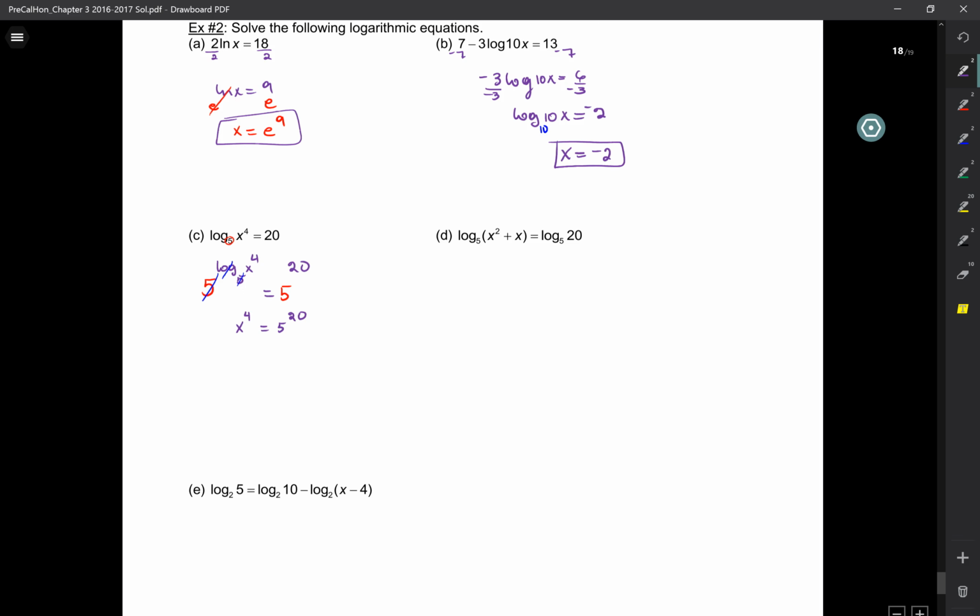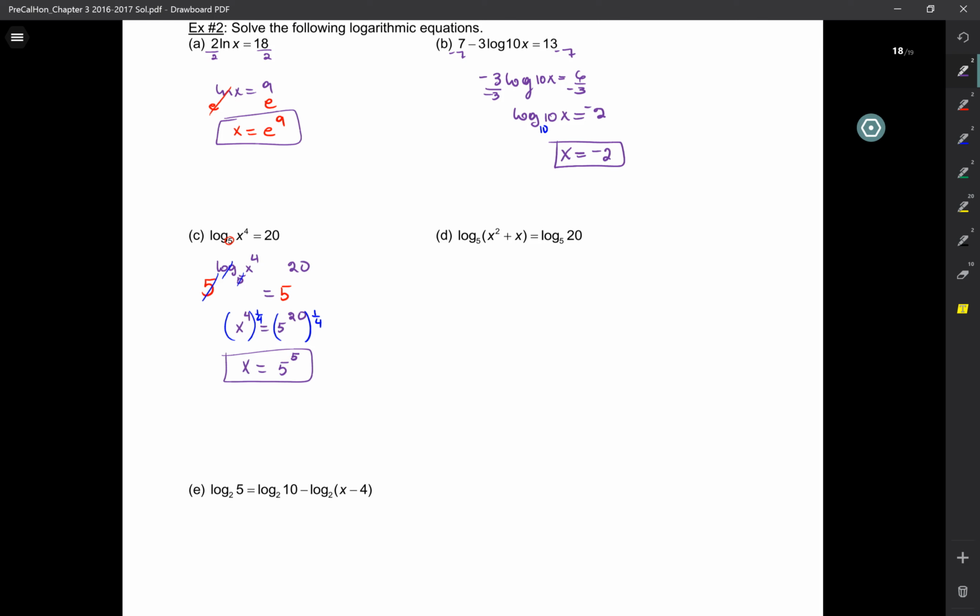Well, now, how do I get rid of an exponent of 4? Well, I take the whole thing and raise it to the power of 1 over 4. So I have x is equal to 5 to the power of 5. And again, this is good enough to leave like this.